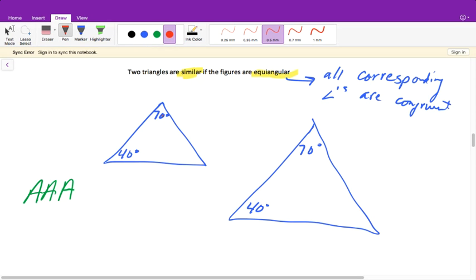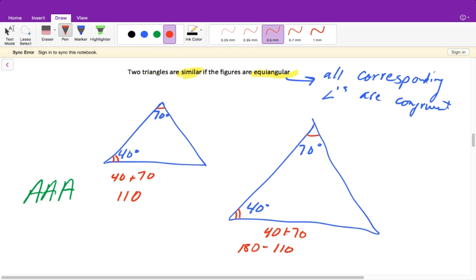All right? And if we know we have these two congruent angles, it's guaranteed that the third are congruent as well. Because in both of these cases, we know that these triangles add up to 180 degrees. So regardless if we're solving for this missing angle in this one or this one, we're still doing 40 plus 70, and we'd still get 110.